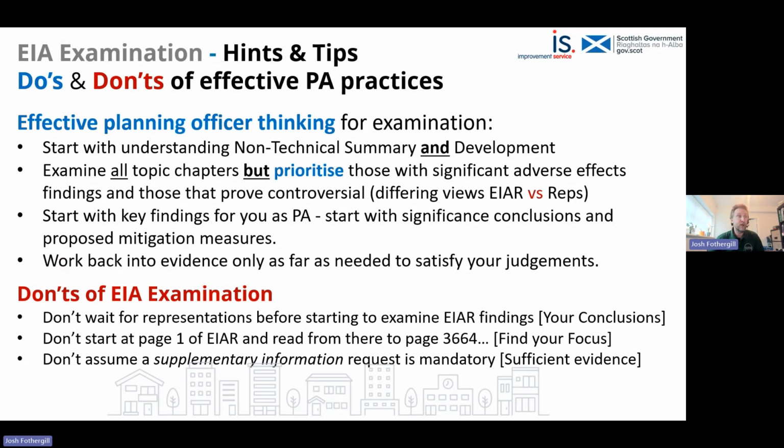Start with the key findings for you as a planning authority. Your outcome is you want to know significant effects, you want to know mitigation or monitoring that you might turn into conditions. So actually starting towards the back end of the chapter and understanding those, and then as you understand those, going back in and reading the evidence that makes up for that is quite a useful way of getting to the key material for yourselves. And working back into the evidence, to help satisfy your understanding of those judgments, how that compares to representations, etc., can be quite useful.